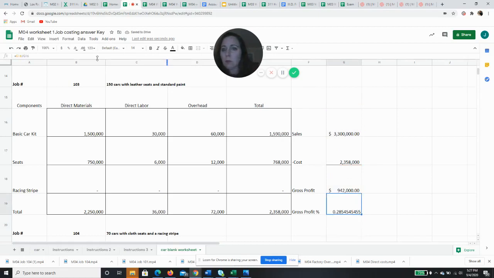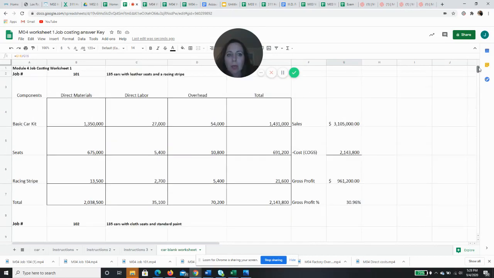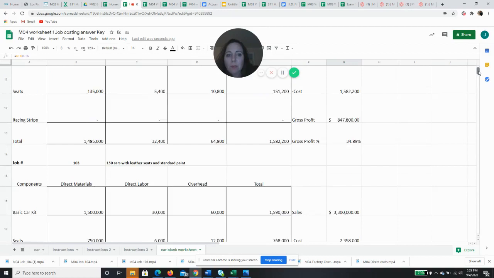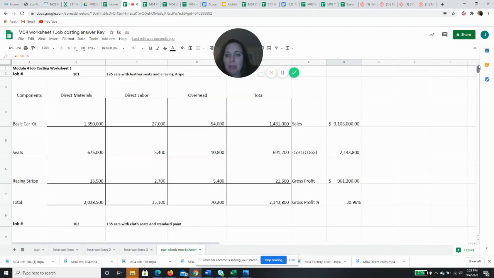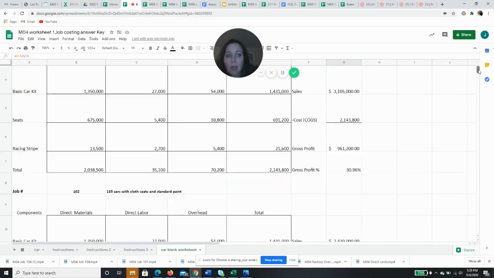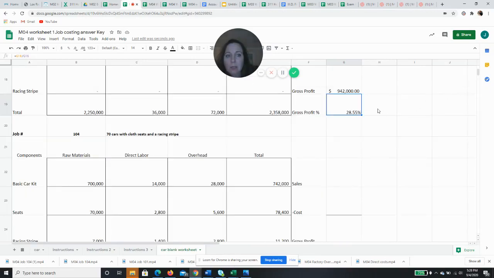All right, so the margin on job 103 is only 28.55%. That's our worst one so far. That is cars with leather seats and standard paint. Okay, so now I'm thinking the leather seats may be the problem. The best margin we've had so far has been with cloth seats. The second best is with leather seats but a racing stripe. And the lowest margin so far is with leather seats and no racing stripe. So I think the leather seats may be pulling down my margin, but let's keep going and see where we end up.